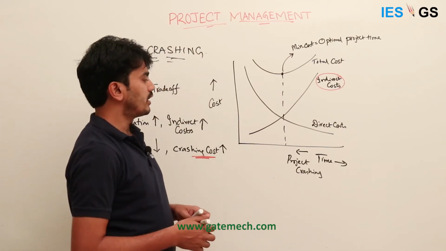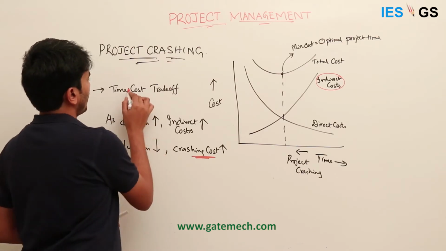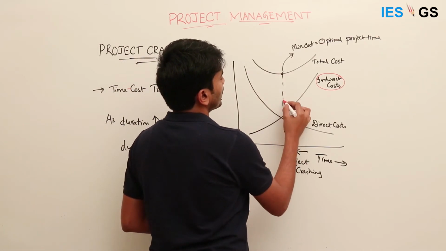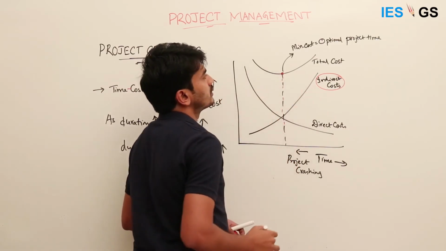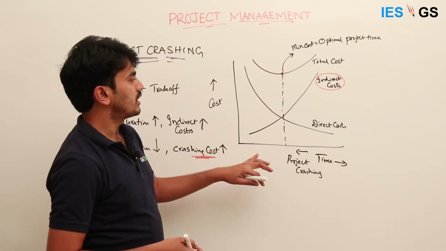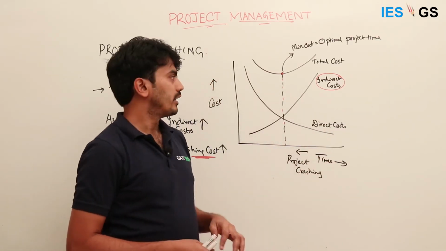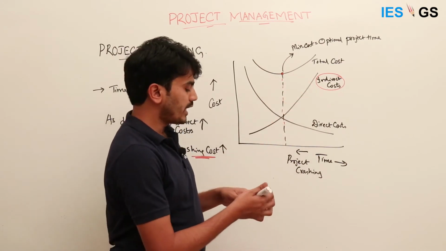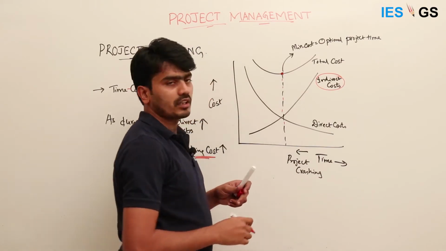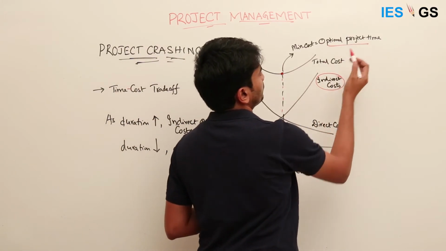Since there is a trade-off between these two, the time as well as cost, we can see an optimal point where we can minimize the total cost, which includes the crashing cost and indirect cost. We will get a minimum point on this, which will incur the minimum total cost, and it is the optimal project time.